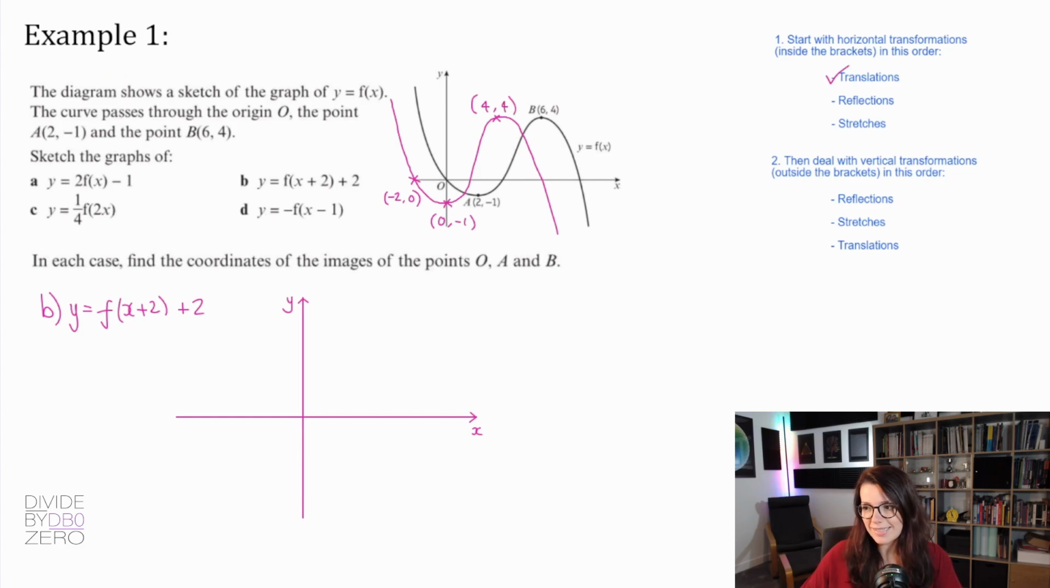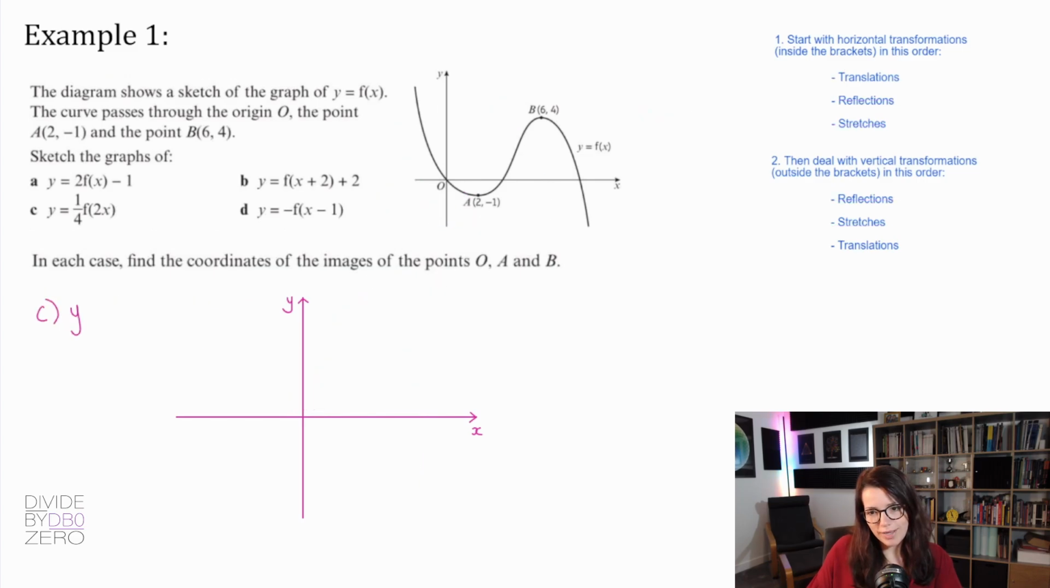Moving down the list, there are no horizontal reflections or stretches. Vertically, there's no reflection or stretch, but we do have a vertical translation again. This time, +2 on the outside means we want to move up by 2. So again, if we do that on the final version, it will end up looking something like this. So the point which was (-2, 0) will now be (-2, 2). This point will be (0, 1), and that point up there will be (4, 6).